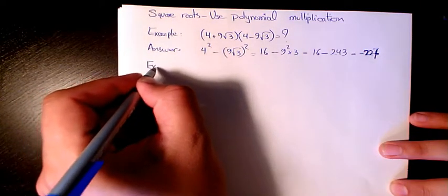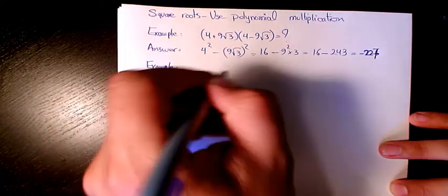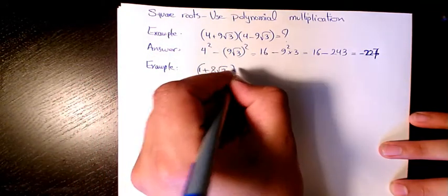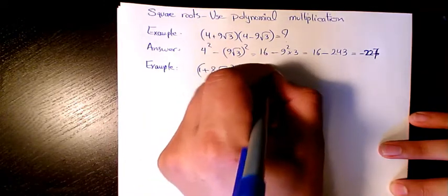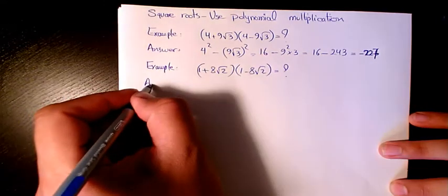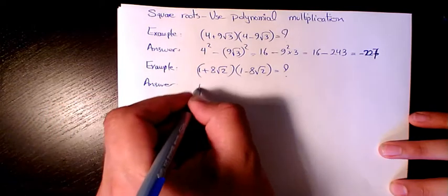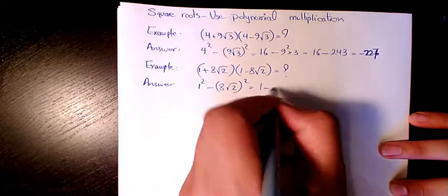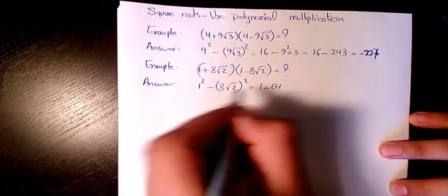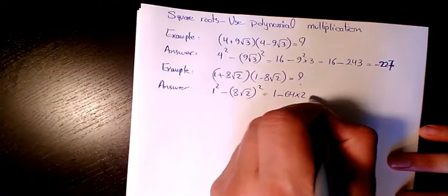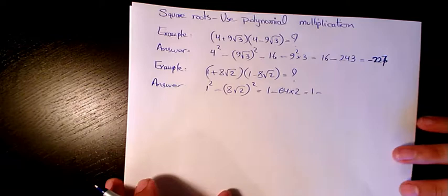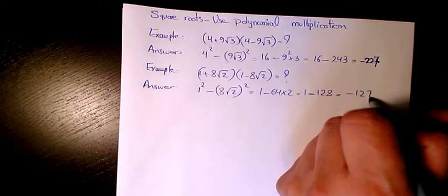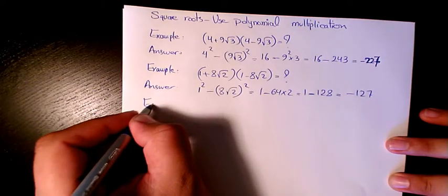Next example, we have 1 plus 8 root 2 times 1 minus 8 root 2. Answer is 1 squared minus 8 root 2 squared will be 1 minus 8 squared is 64, root 2 squared is 2, so it's going to be 1 minus 128, which is going to be negative 127.